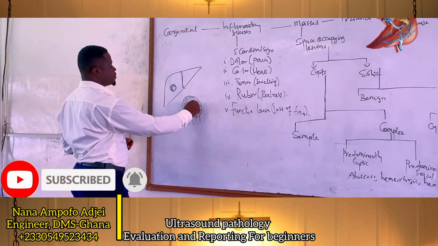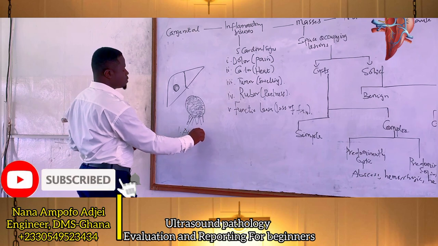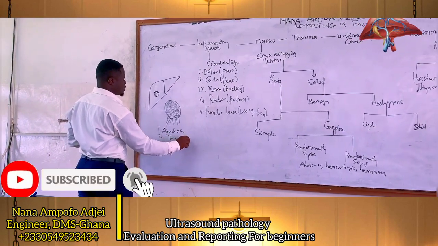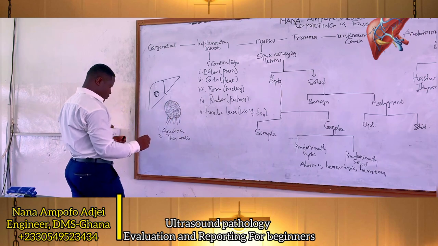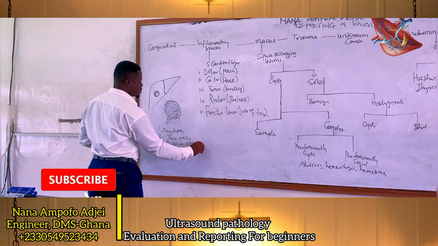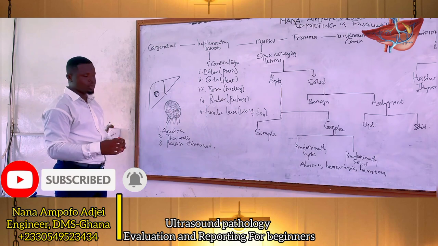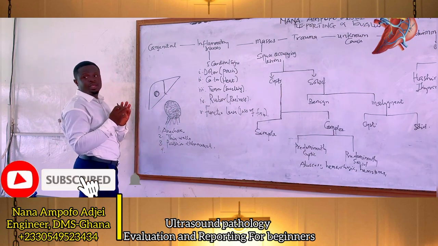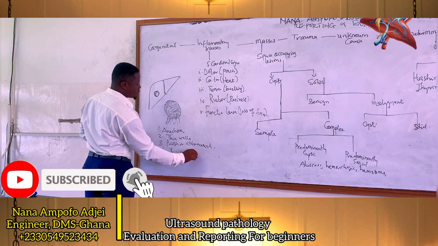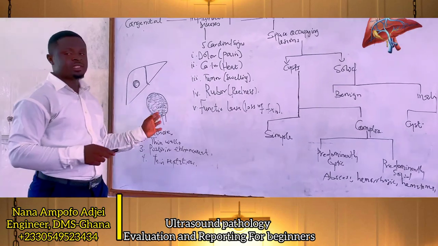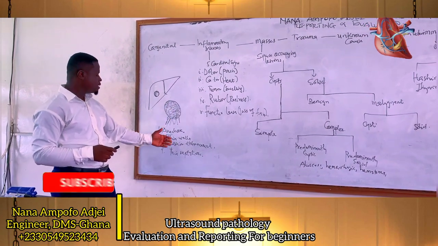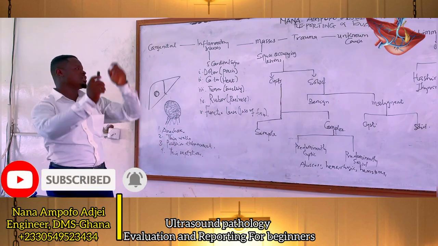Total black, right? So one, it is anechoic. The second one is thin walls. Look at the walls, very thin. Three, posterior enhancement, a brighter reflection from the posterior wall. And then, if there should be a septation, it should be only one or two thin, not thick, septations. So a simple cyst classification: anechoic, thin walls, the walls should not be thick, posterior enhancement, and thin septations. One or two thin septations may be accepted as well in a simple cystic lesion.